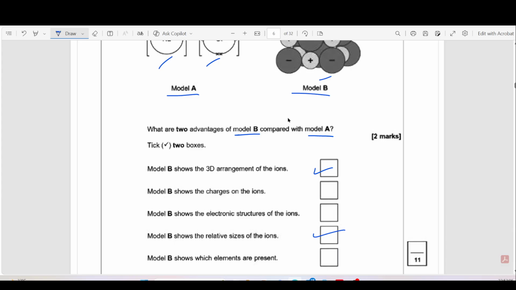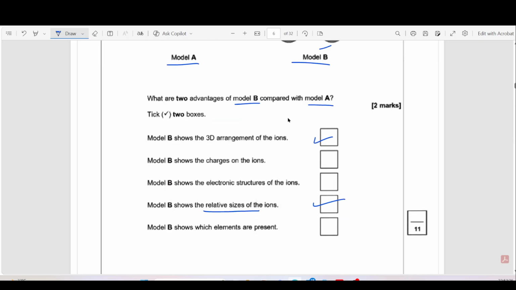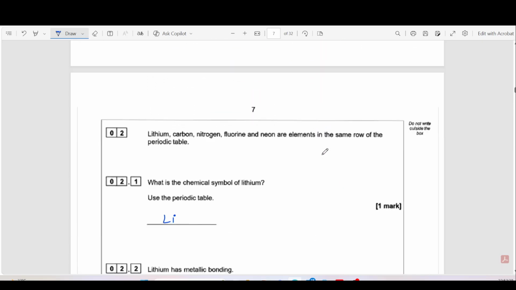And then it says model B shows the relative size of the ions, because in model B, the spheres of the chloride are shown larger as compared to the sodium ions, which are the positive ones, right? Which is reflecting the size difference, right? But here they are roughly the same size. So that's why these two are correct.